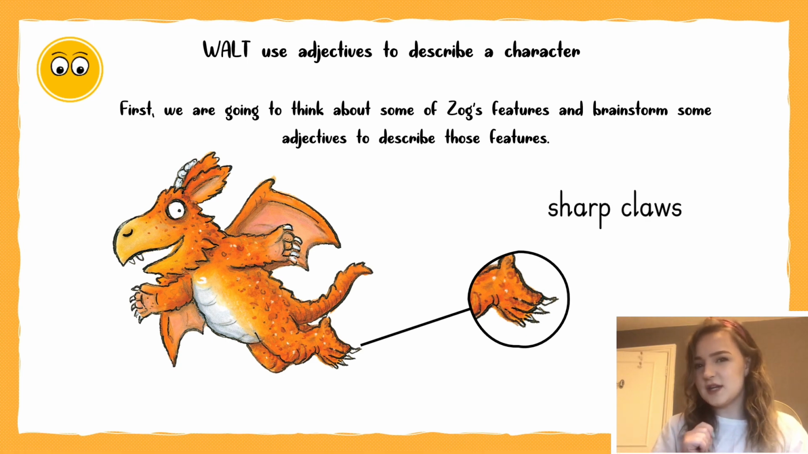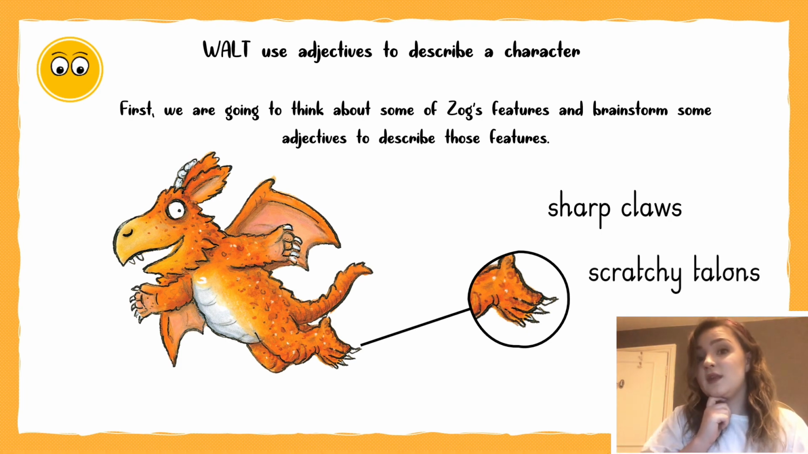Can you spot the adjective there? Well done. The adjective there is sharp. Sharp is telling me what Zog's claws feel like, and so it's our adjective. I could also say that Zog has scratchy talons. I've used the adjective scratchy to describe what his claws feel like. I also decided to call his claws and feet talons to make the word a little bit more exciting.